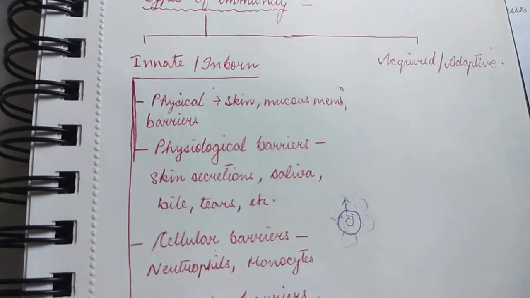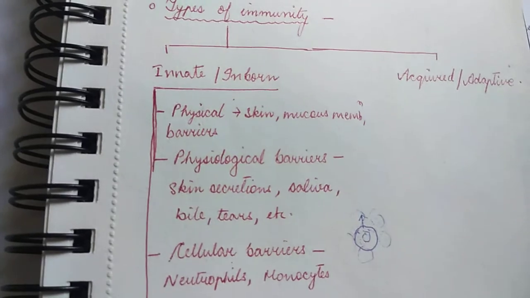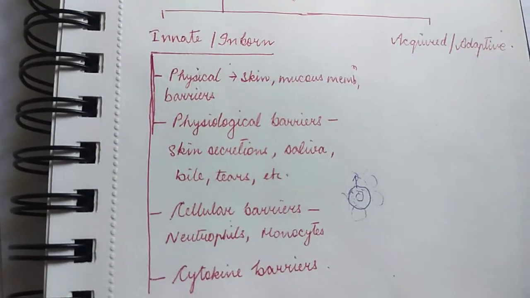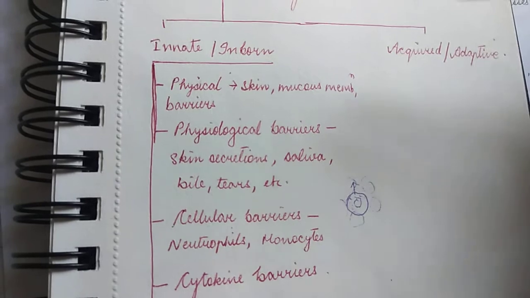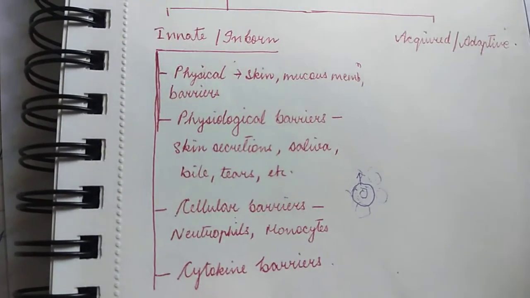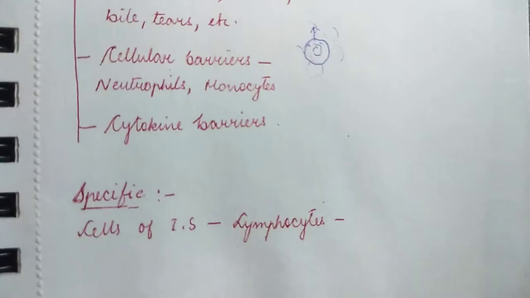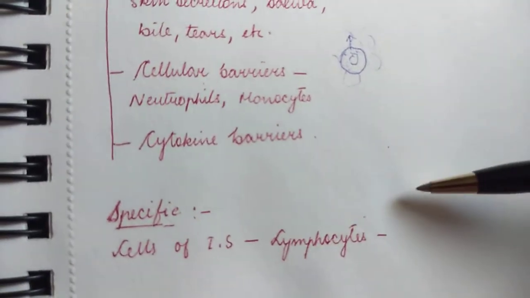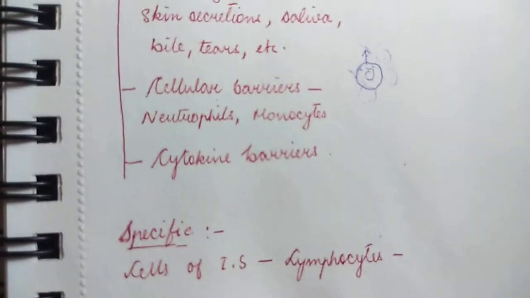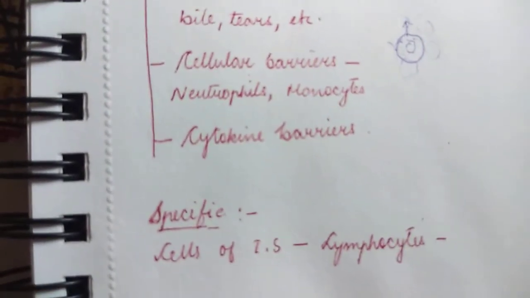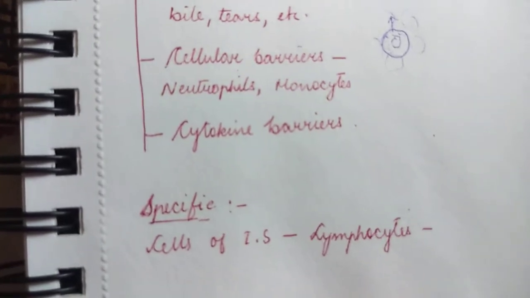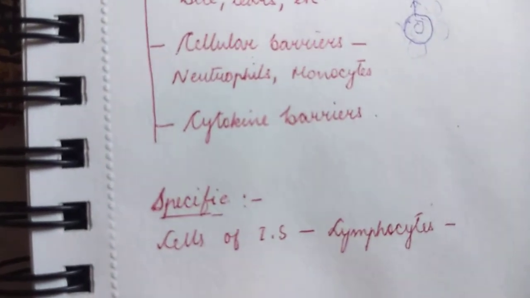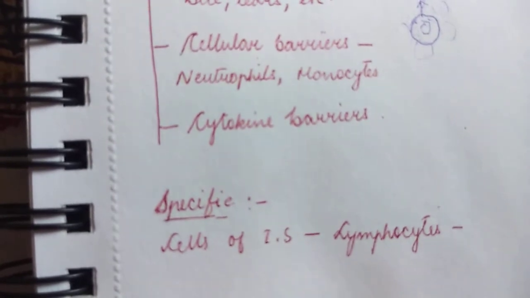Let us discuss the specific type of defense mechanism. Till now we were discussing the non-specific types. They can prevent the entry of any type of antigens. Now let us discuss the specific types. The specific defense mechanism is provided by the lymphocytes. We know that lymphocytes are a type of white blood cells. Two types of lymphocytes we usually find, that are B lymphocytes and T lymphocytes.